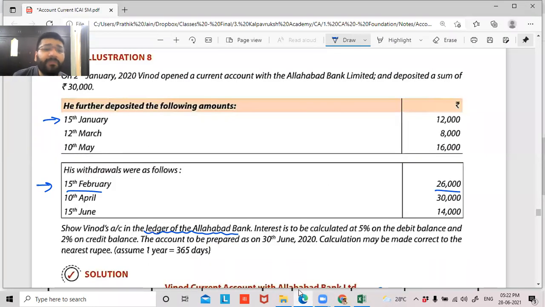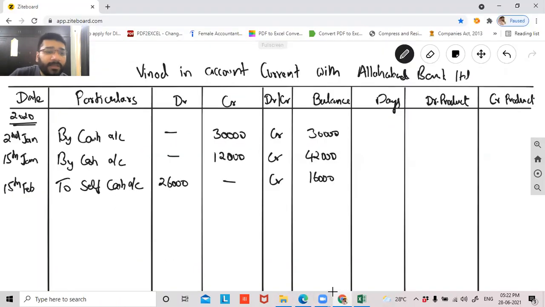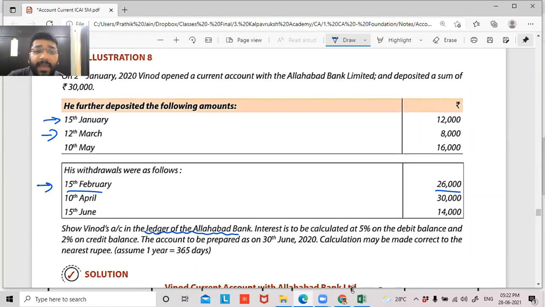Going forward, guys, after 15 February, what is the next transaction that is taking place, if I come in chronological order? 12th March. On 12th March, it is deposited. So can I say by cash, cash account debit to Vinod's current account? The amount that is deposited is 8,000 rupees.